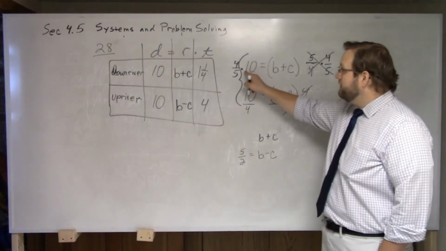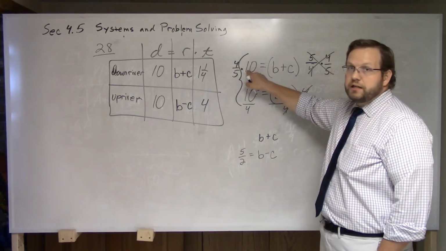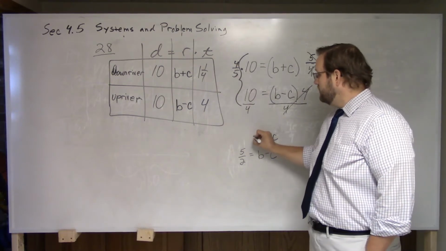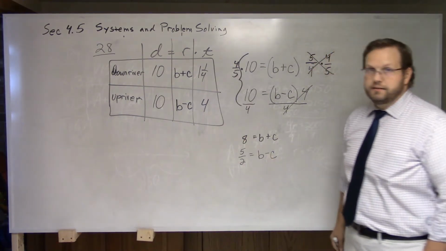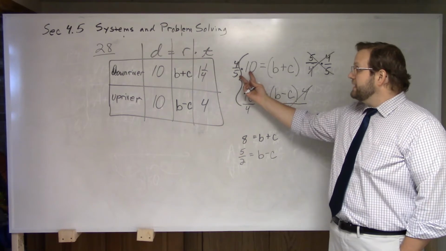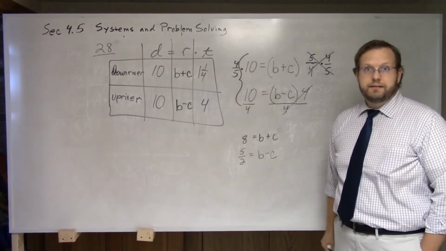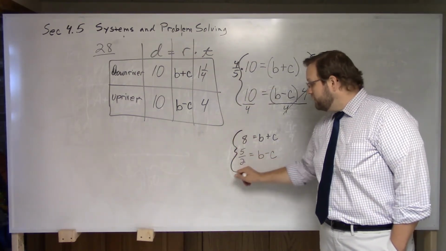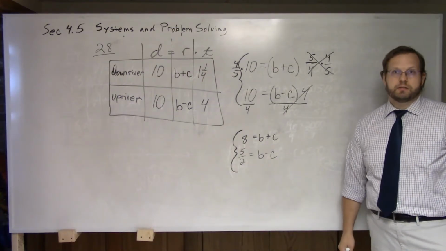And now what do we have here? Okay, 4 times 10 is 40, divided by 5 is 8. Or you could reduce the 5 and 10 to make it 2. 2 times 4 gives you that 8. And now we have a much simpler system.